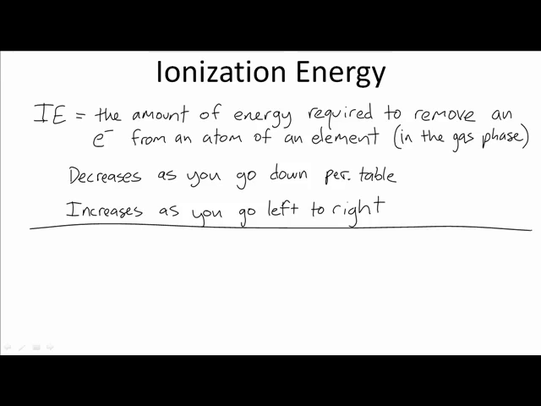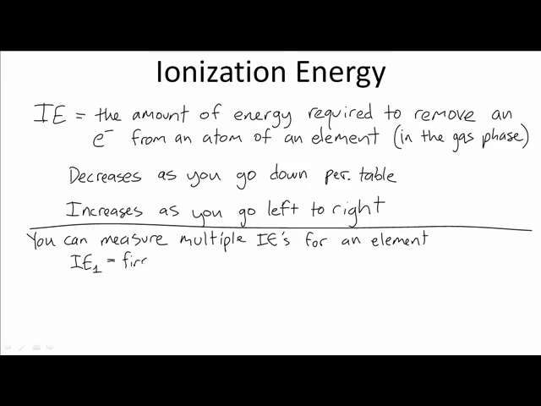So you can measure multiple ionization energies for an element, i.e. IE1 would be the first electron removed, IE2 would be the second electron removed, etc.